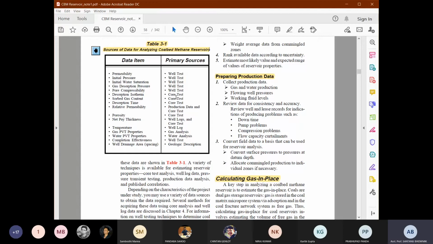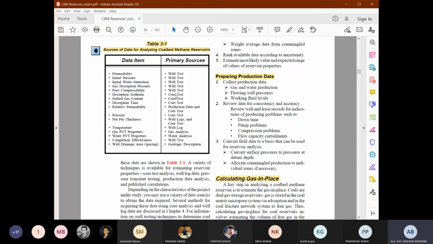At that point of time, the diameter of the helium is very small, approximately 26 nanometer, whereas the diameter of methane is 38 nanometer, and for carbon dioxide it is 33 nanometer. Okay. Next is the net pay thickness.